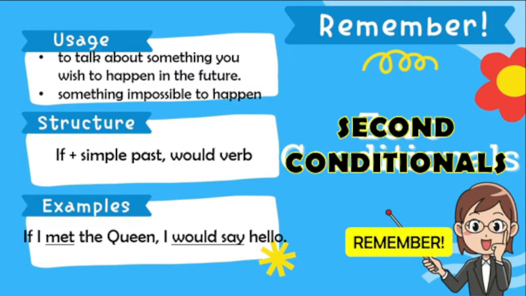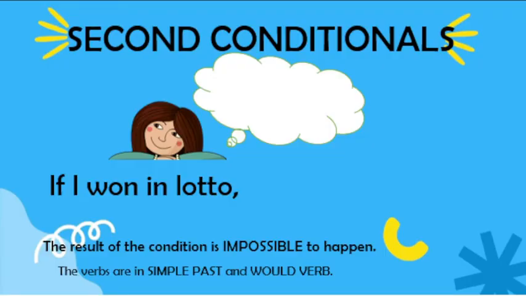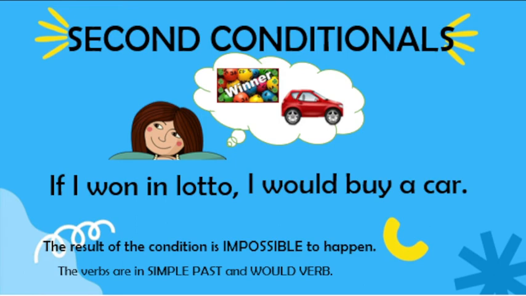Our verbs here are met and would say. Met is in simple past, would say, would plus verb. Alright? Would plus verb, would say. Let's have an example. If I won in lotto. This is the if clause or condition. If I won in lotto, what is the result that is impossible to happen? I would buy a car.